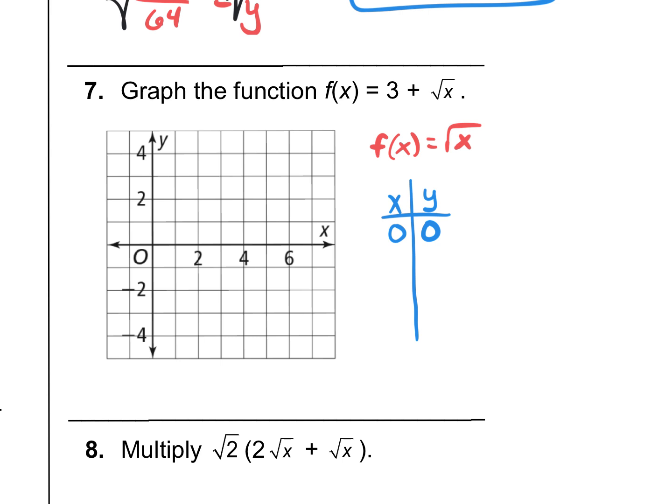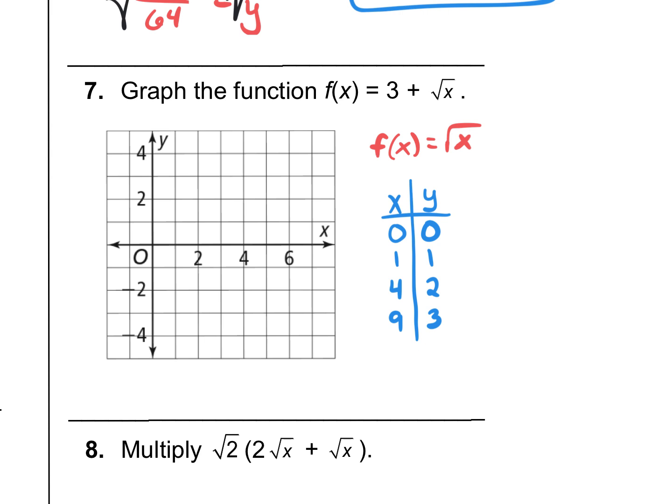Right, we want to use perfect squares here. So let's just do 0, 1, 4, and 9. So now if we plug those values in, what's the square root of 1? 1. What's the square root of 4? 2. Square root of 9? 3. So again, what this table gave us is these are ordered pairs for our graph.